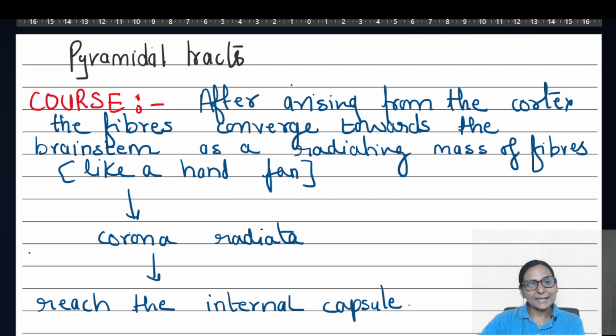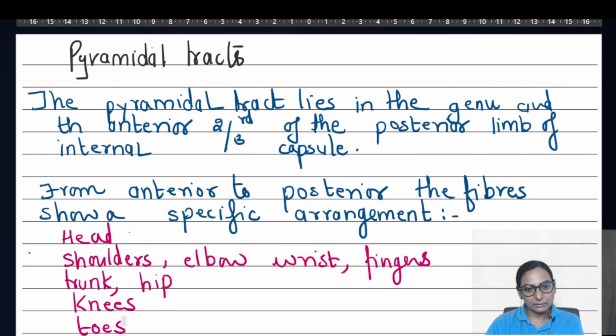Now we've seen that it takes origin from the cortex. Once arising from the cortex, these fibers converge down towards the brain stem as a radiating mass of fibers, like a hand fan. So they radiate downwards and converge in the form of a hand fan, and therefore it is called the corona radiata, and they reach the internal capsule, right? So the corona radiata from the cortex comes into the internal capsule. In the internal capsule, it lies in the genu and in the posterior limb of the internal capsule.